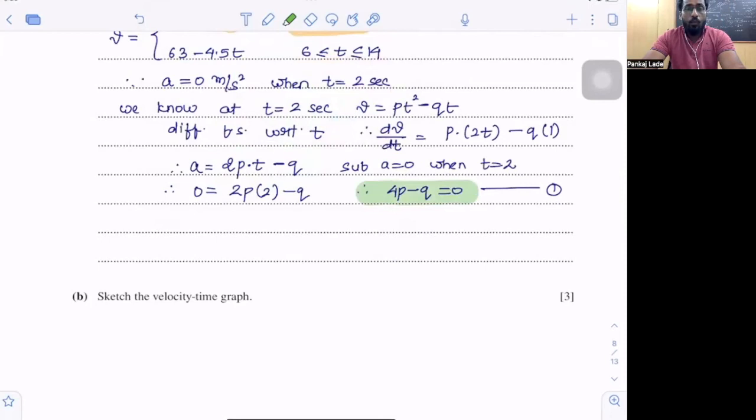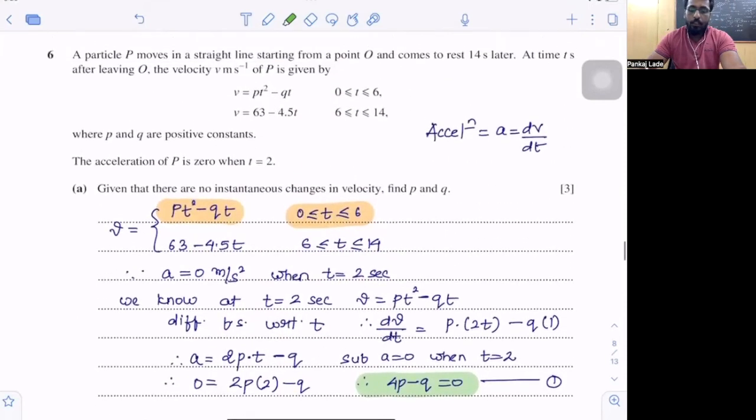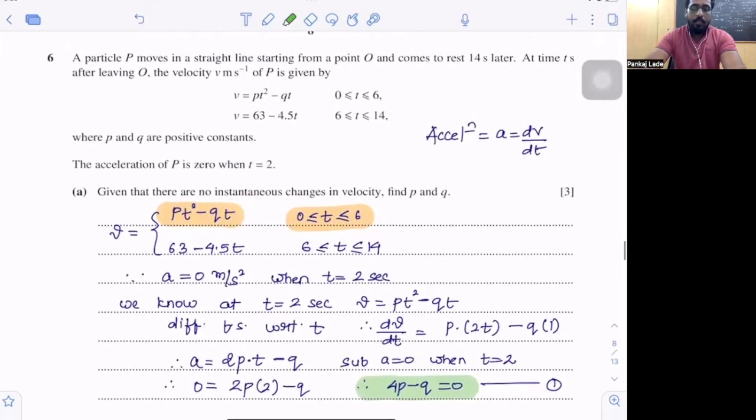So I will need one more equation, students, isn't it? I will need one more equation to get my answer. Now, what is told about the particle? It comes to rest at 14 seconds. Also, initially, when the particle is going to start, the time is t equal to 0. So at that time also the velocity is going to be 0. Now when time is 6 seconds, what is the velocity given to us?